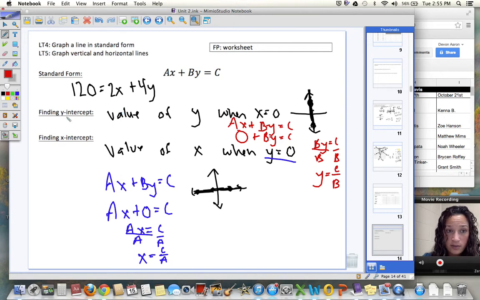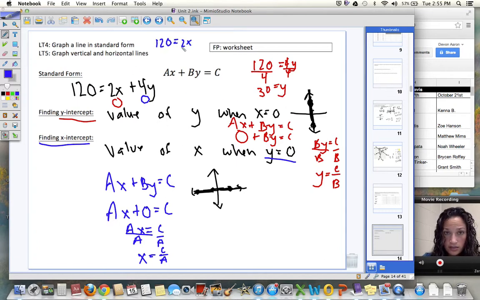So my red is going to be my y-intercept. All I'm going to do is set my x equal to 0. So I'm going to have 120 equals 4y. Divide by 4, divide by 4. My y-intercept is going to be 30. Now on this problem right up here, if I wanted to find my x, I'm going to set my y equal to 0. Then I'm going to have 120 equals 2x. I want to find what x is, so I divide by 2. My x-intercept would be 60.